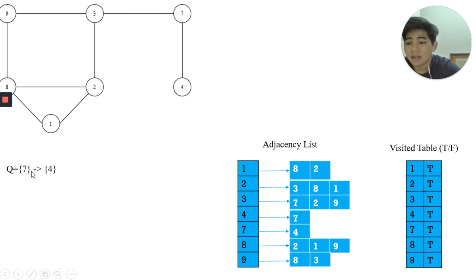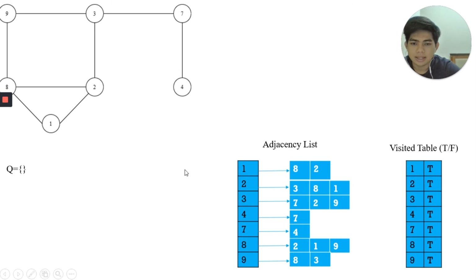After that, we dequeue 7, and then we enqueue 4, which is the unvisited neighbor of vertex 7, and we put the value T for 4 in the visited table. After that, we dequeue 4, but there are no unvisited neighbors for vertex 4, so we enqueue nothing. Then the queue will again become empty, which means that the BFS has been completed.